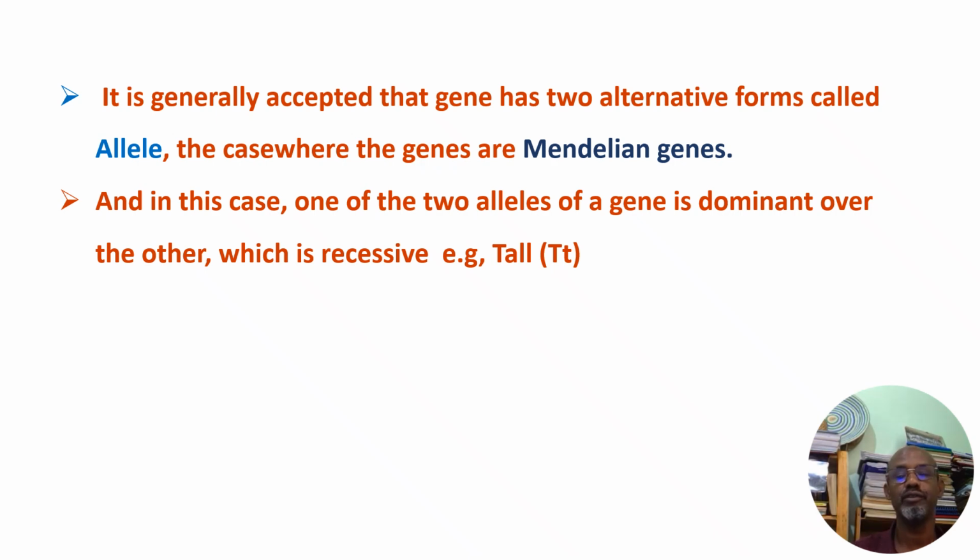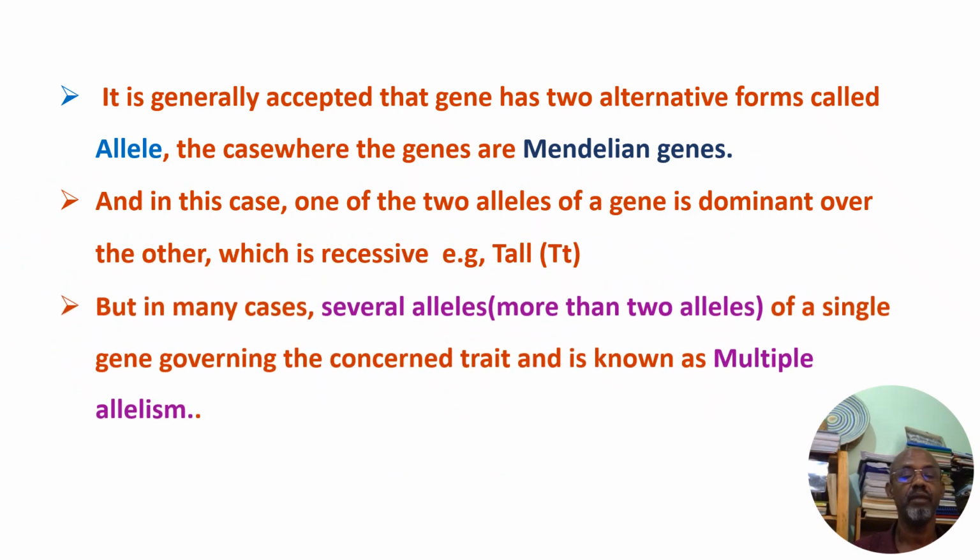In this case, one of the two alleles of a gene is dominant over the other, which is recessive, which is known as complete dominance. But in many cases, several alleles, more than two alleles of a single gene governing the concerned trait are available and this is known as multiple allelism. Therefore, how can you define multiple allelism? It is a phenomenon in genetics where one gene is represented by more than two alleles.